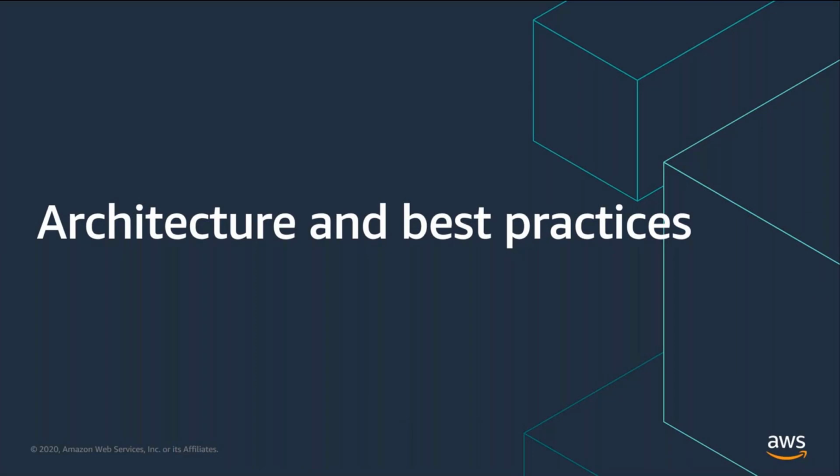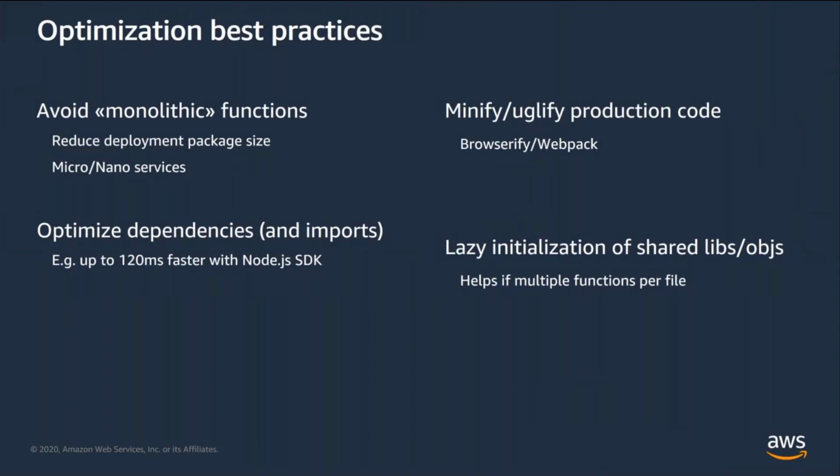Okay, so in this final section, let's discuss some architecture and best practices. First, avoid monolithic functions. These are functions that contain everything in your application. It's better to have one function per purpose and enable specialization. There are some architectural benefits too as your applications develop. But the most immediate impact up front is reducing the deployment package size and improving the execution speed.